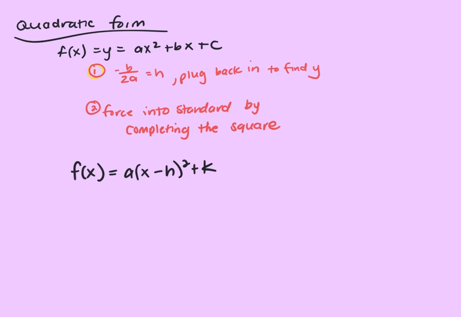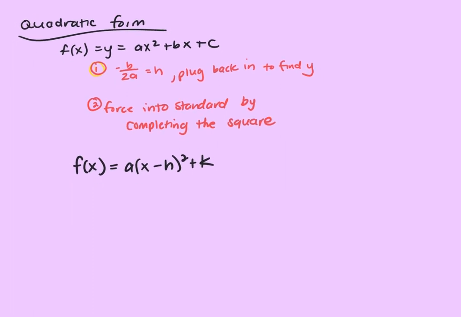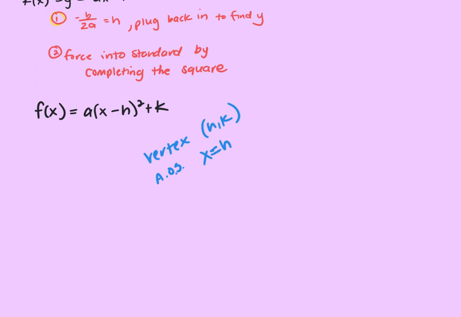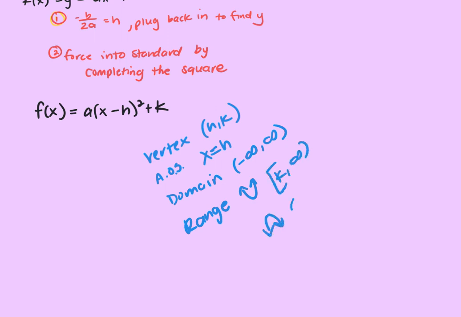So those were kind of the three different kinds. All the things you're going to need to be able to identify from either would be the vertex, which is your h, k, the axis of symmetry, which is your x equals h, your domain, which is what? All the time, all real numbers, negative infinity to positive infinity. The range, if it opens up, so it has a positive x squared, would be the k value to positive infinity, and if it opens down, it would be negative infinity to k.